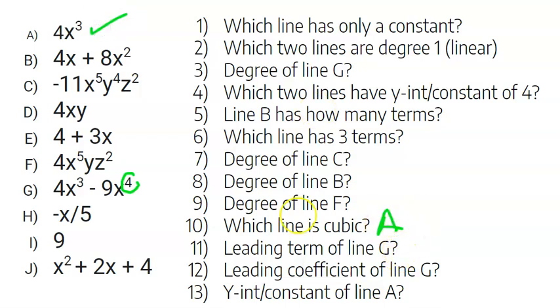Leading term on line G. So remember, the highest exponent has to be the one in the front. So that one, G, is written out of order again. So the leading term is the whole -9 to the 4th. The leading coefficient is the -9. And finally, what's the constant on line A? If you look over here, a constant would be something like a +7 with no exponent or nothing, but it don't got nothing. The y-intercept or the constant is 0 on that one.